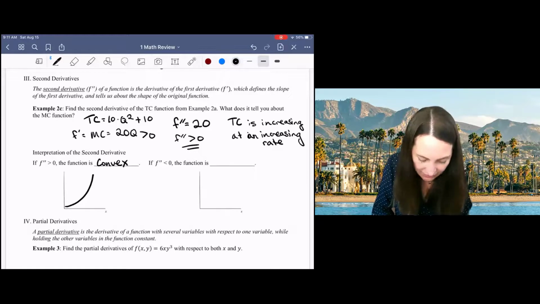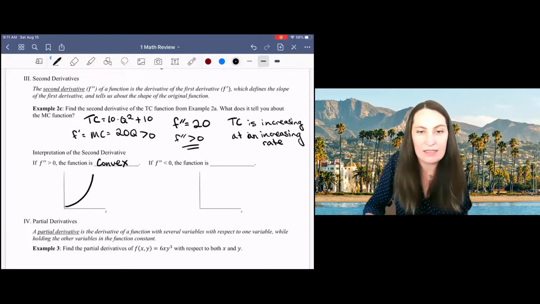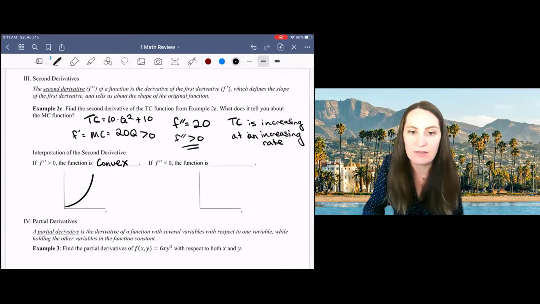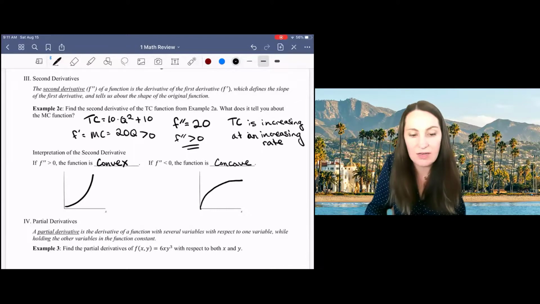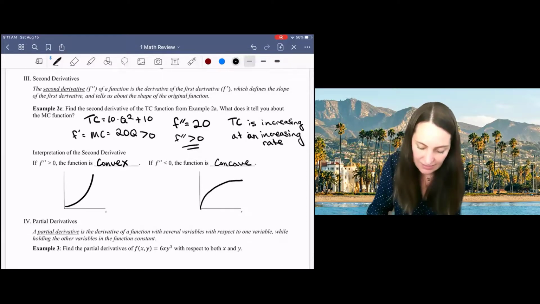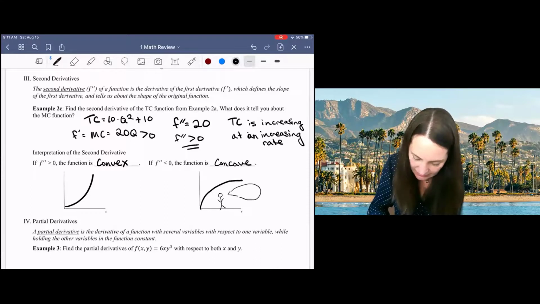For an increasing function, convex looks like this, going up faster and faster. The opposite of that is called a concave function, and it looks like this. It's increasing at a decreasing rate. I like to remember the difference between these two because the concave function really looks like a cave, right?